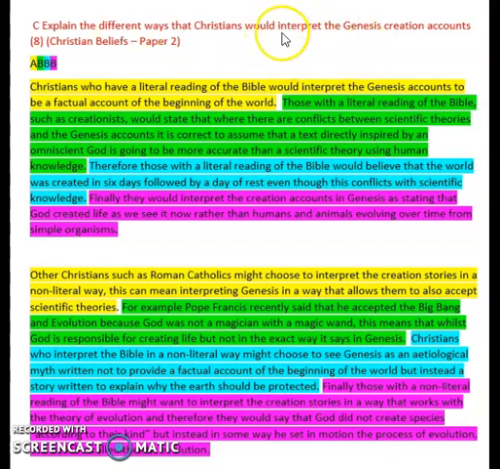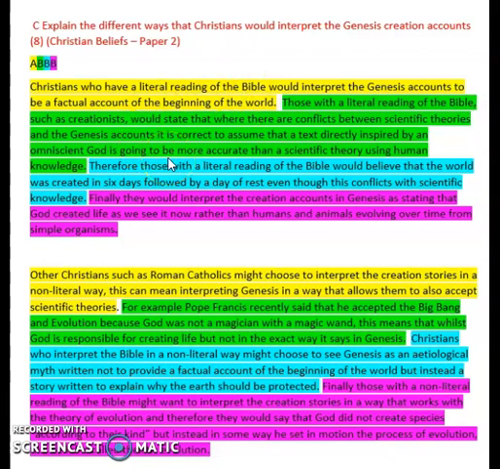So here, interpret would be one, Genesis creation accounts as well, but also being mindful of the fact that it's asking for the different ways that Christians would interpret Genesis. And so for that reason, I've got 1 paragraph on literal reading, and then I say other Christians to make clear that I'm giving a different view, and I talk about a non-literal reading. So let's go to my first paragraph.